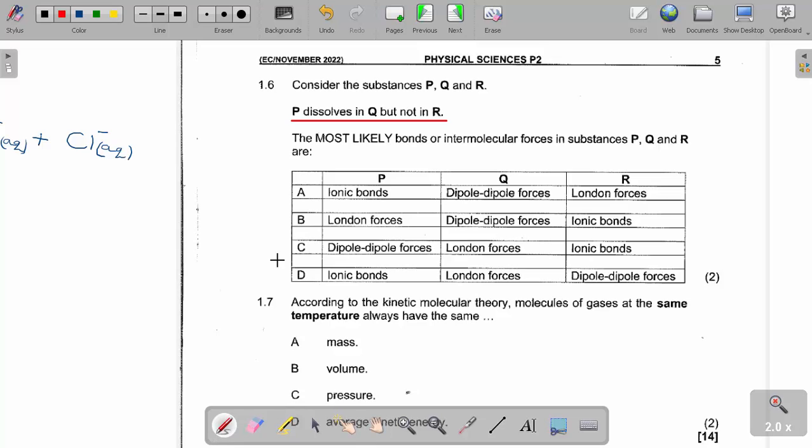Why? Because P is ionic like sodium chloride, and then Q, where it dissolves, has got dipole forces, which is water, and then R is the one which only has London forces, which is not polar, non-polar. So the answer is actually A. Hope we are together.